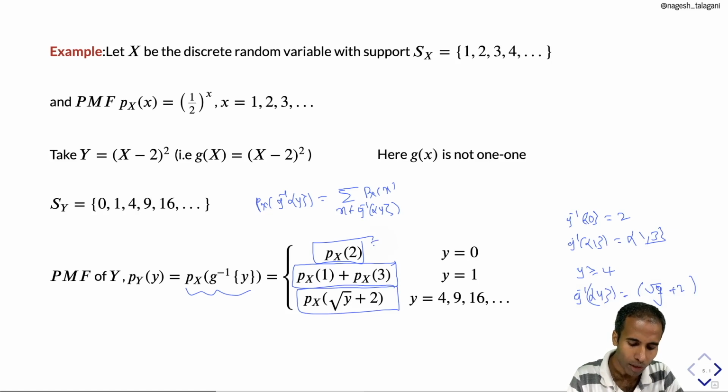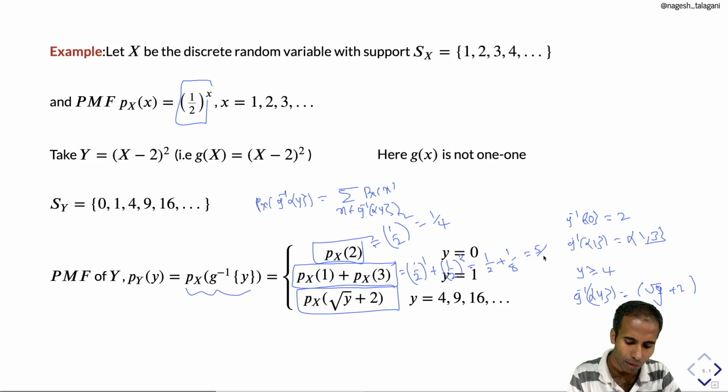Now the Px of 2 is what? Here Px of x is 1 by 2 to the power of x. So this is going to be 1 by 2 to the power of 2, which is 1 by 4. Here Px of 1 is 1 by 2 to the power of 1 plus Px of 3 is 1 by 2 to the power of 3. That is 1 by 2 plus 1 by 8, which is going to be 5 by 8. Now this is going to be 1 by 2 to the power of root y plus 2, that is 1 by 4 times 1 by 2 to the power of root y.